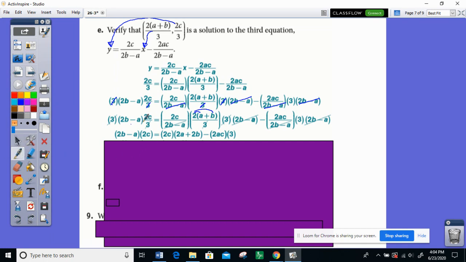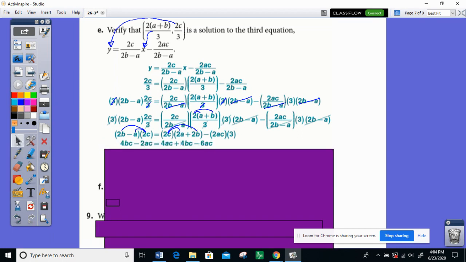Well, now, since we have no more denominators, hey, that's really great news, we can do some distributive property. 2b gets multiplied times 2c. Negative a gets multiplied times 2c. Here on the right-hand side of the equal sign, 2c gets multiplied by 2a and by 2b. So let's look at what we end up with after that. 4 times bc minus 2ac equals 4 times ac plus 4bc minus 6ac.